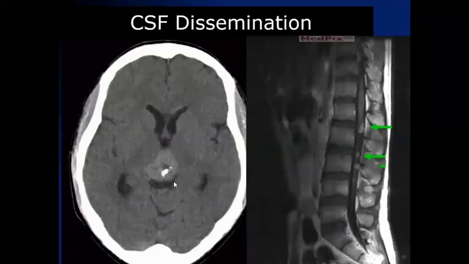This is the classical appearance of teratoma, a hyper-attenuated mass surrounded by pineal calcification posteriorly. The patient came with backache, and the sagittal MRI of the spine showed tumor seeding in the spinal cord.